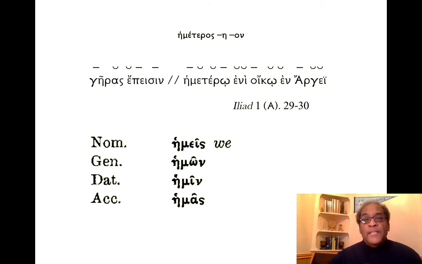Then we have the possessive pronoun for the first person plural, ἡμέτερος, ἡμέτερος, are. And so if we look at the forms of the personal pronoun, ἡμές nominative, ἡμών genitive, ἡμήν dative, ἡμάς accusative, we can see how ἡμέτερος, ἡμέτερε, ἡμέτερον is our possessive adjective form. So we'll see over lines 29-30 of the first book, geiras epesen, old age will come upon her, ἡμέτεροι eni oikoi, in our house. This is Agamemnon speaking harshly to the priest who's trying to get his daughter back. Old age will come upon her, in our house, in Argos. So that's our possessive pronoun for the first person plural, ἡμέτερος.